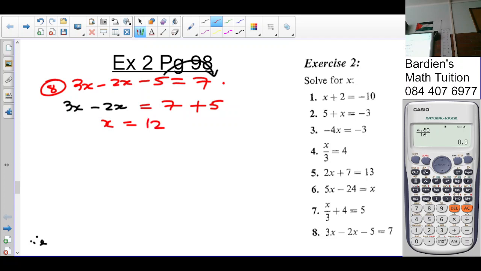12. Yes. So when you go to the left hand side, it is subtraction, then the right hand side is addition. So if you're taking a negative over the equal sign, it becomes positive. You take a positive over the equal sign, it becomes negative.